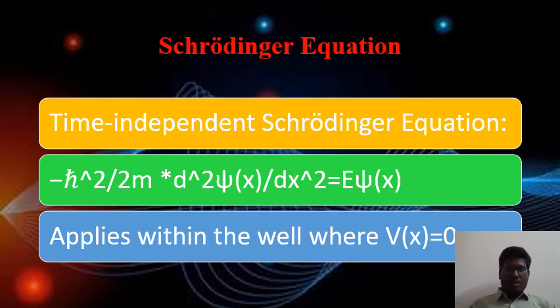Schrodinger's wave equation, which is the time-independent Schrodinger wave equation. The equation is minus h-cut squared divided by 2m into d squared psi of x by dx squared is equal to E into psi of x, which is a second-order differential equation. It applies within the well where V(x) is equal to 0.